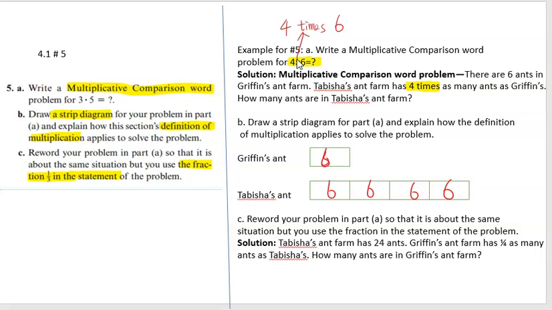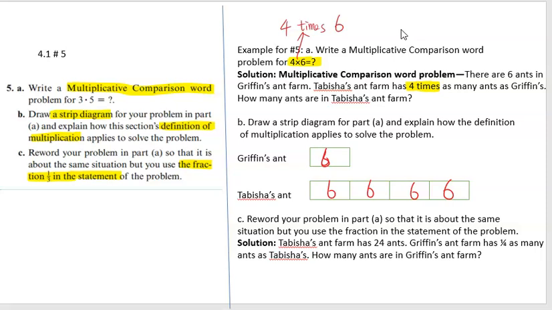So in your question, in order to be consistent, let's start with the number 6 and then say Tabisha's ant farm has 4 times. So instead of saying there are 4 ants in Griffin's and then Tabisha's has 6 times, we want to try to follow the order here. And technically they're the same thing because we know 4 times 6 equals 6 times 4, but we do want to be consistent with the problem they gave us, so it will be easier for us to explain by definition.